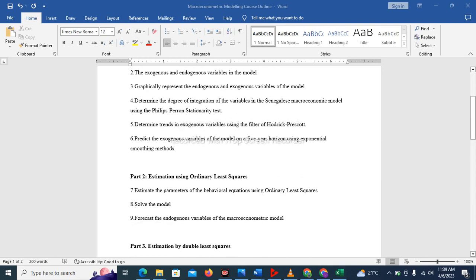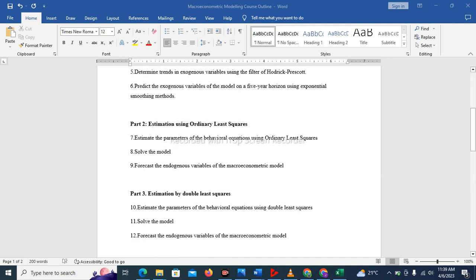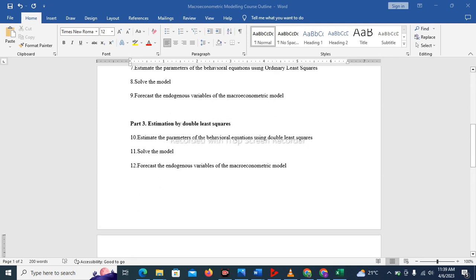Then in the second part, we shall be estimating our model using ordinary least squares, OLS, for those who have some basics in economics or statistics. When we talk about OLS, they know what we are doing. So I'll be dealing with that also. We'll be estimating the parameters of the behavioral equations using OLS. Then we shall solve the model. And lastly, we shall be looking at forecasting the endogenous variables of the macroeconometric model.